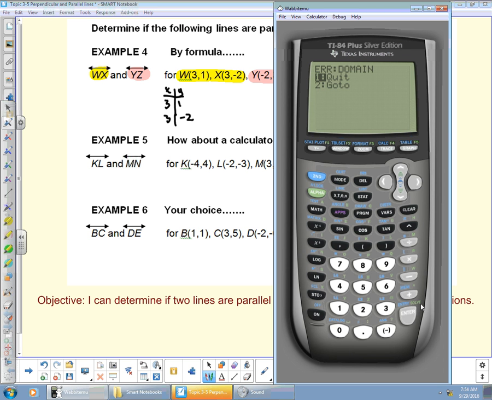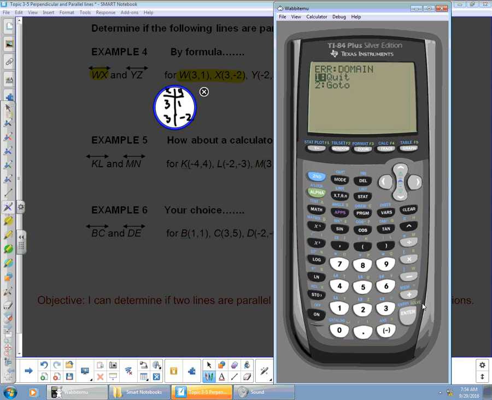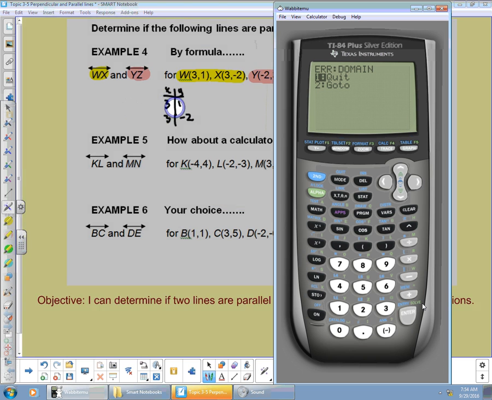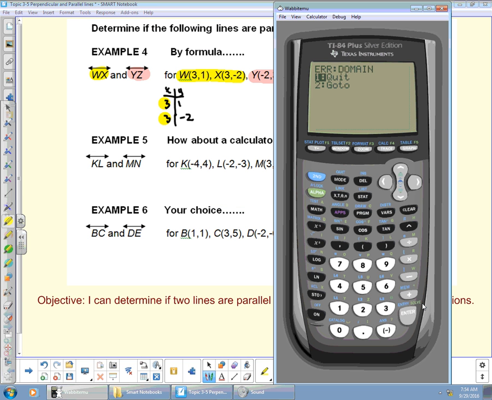Okay, and I think that maybe I did something wrong in the calculator, but I actually didn't, because when I look at these points, what I notice is that the X values are the same. And so the equation of this line would be X equals 3. And so the slope of this line would be M equals undefined. So when you get this message in your calculator, the domain error, that means it's a vertical line.